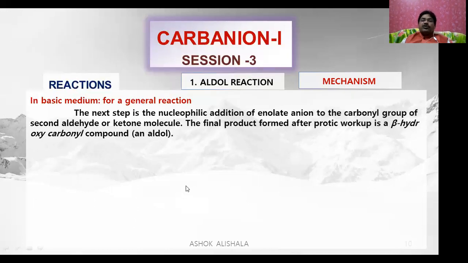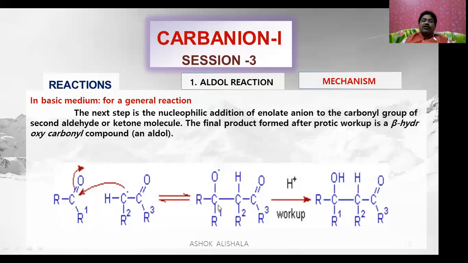The next step is the nucleophilic addition of enolate anion to the carbonyl group of a second aldehyde or ketone molecule. The final product formed after protic workup is a beta hydroxy carbonyl compound that is called an aldol. This is the carbanion or enolate ion, which is generated by abstracting the proton by a base, and it adds here. After workup in the presence of water, the H plus ion is taken by the alkoxide, and we will get a beta hydroxy carbonyl compound.